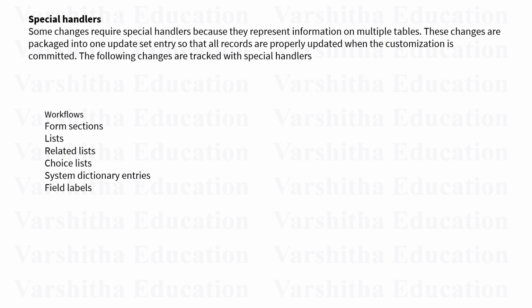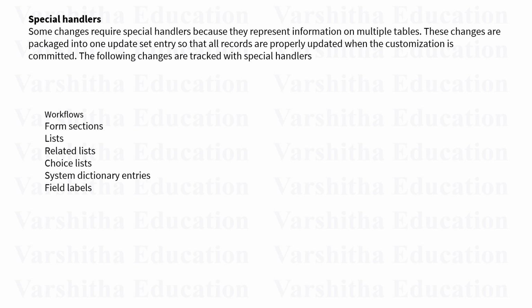I'll say in detail. So special handlers are there. Some changes require special handlers because they represent information on multiple tables. So these changes are packed into one update set entry so that all records are properly updated when the customization is committed. The following changes are tracked with the special handlers. Let's see what kind of tracking is ready to load with a ServiceNow update set.